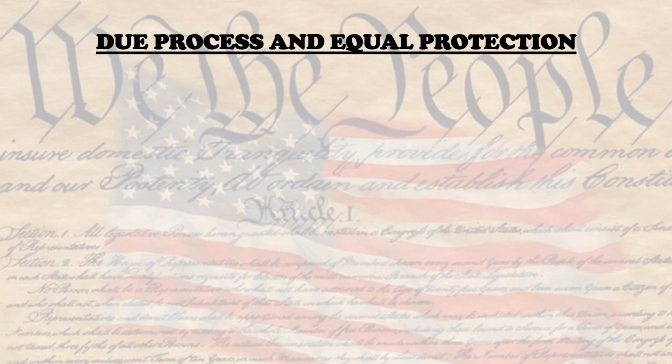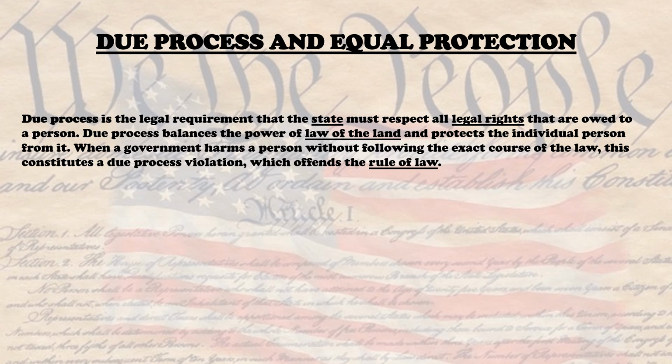Now, this brings us to the due process and equal protection part of the Constitution, part of the Bill of Rights. Due process is the legal requirement that the state must respect all legal rights that are owed a person. Due process balances the power of the law of the land and protects the individual person from it. When a government harms a person without following the exact course of the law, this constitutes a due process violation, which offends the rule of law.